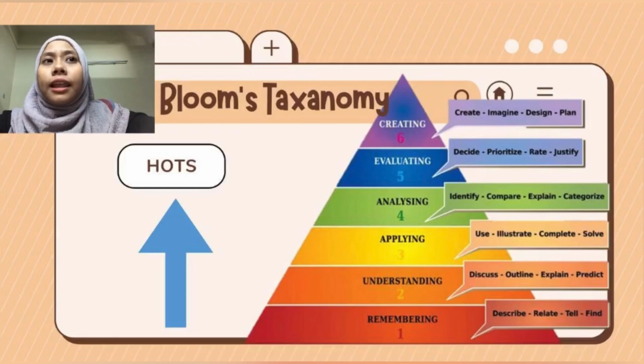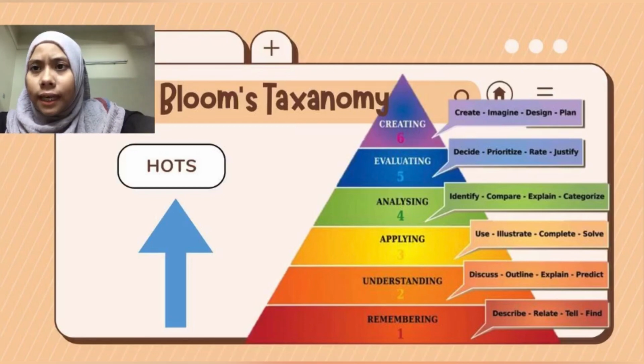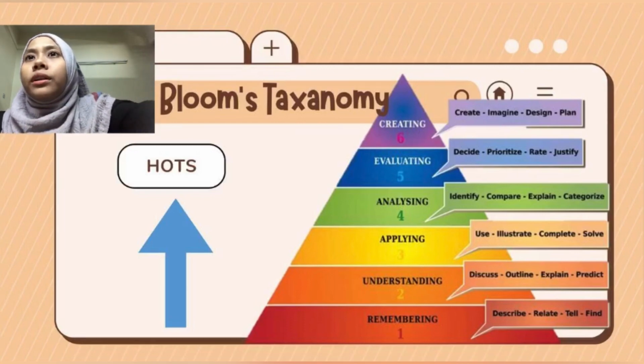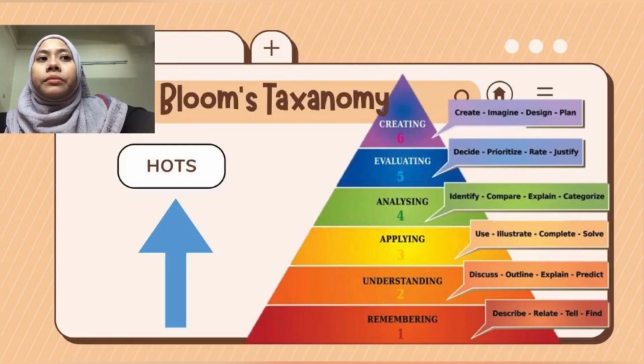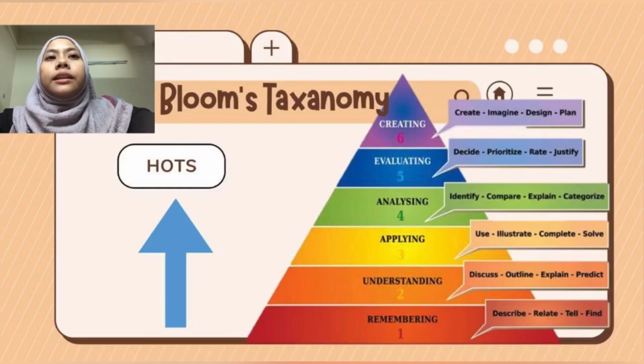And the fifth level is to evaluate, which we state to decide, to prioritize, to rate, or to justify. The example activities at the evaluation level is to make a judgment regarding an ethical dilemma, interpret the significance of a given law of physics, illustrate the relative value of a technology innovation in a specific setting.